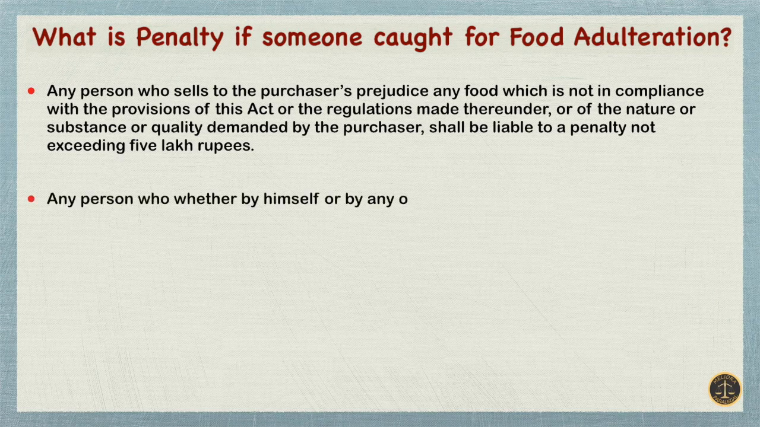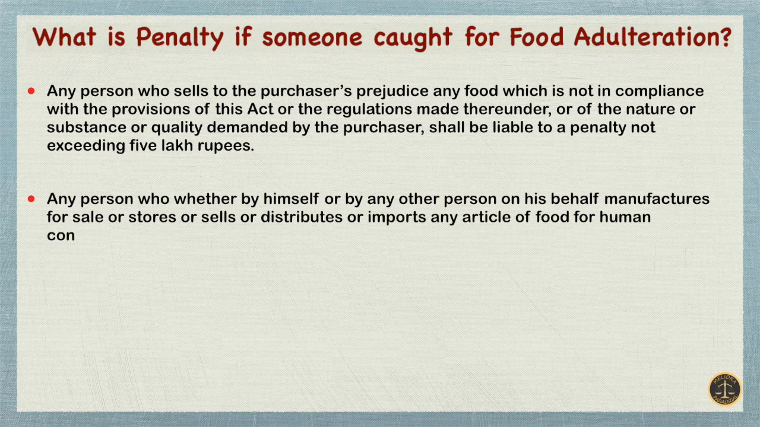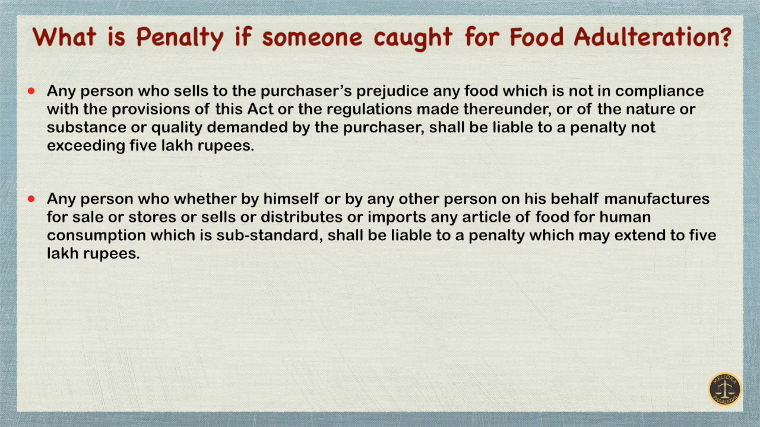Next, any person who, whether by himself or by any other person on his behalf, manufactures for sale or stores or sells or distributes or imports any article of food for human consumption which is substandard, shall be liable to a penalty which may extend to 5 lakh rupees.